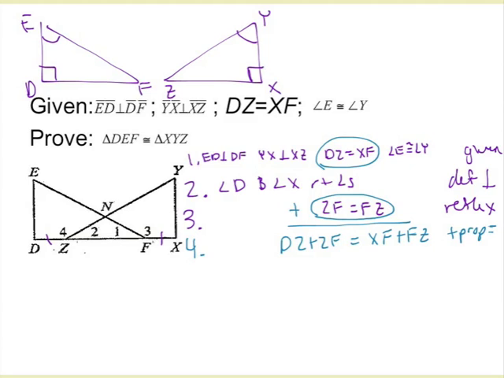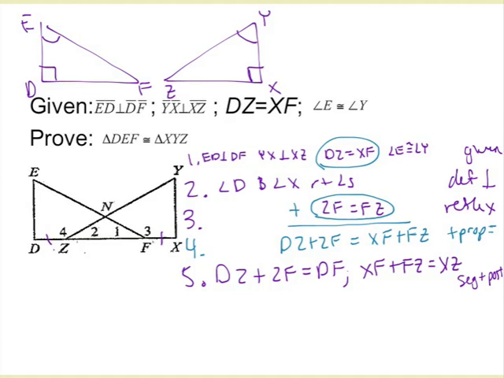But now if we go back and look at our picture, these things probably have meaning. What is DZ plus ZF? DF. And what is XF plus FZ? XZ. What's that called? Segment addition. That's segment addition. Did we have to do step 4 there? Yes. I mean, you don't have to do step 4 as step 4, but step 4 has to be in your proof. It could be your step 5, but at some point you have to say that.